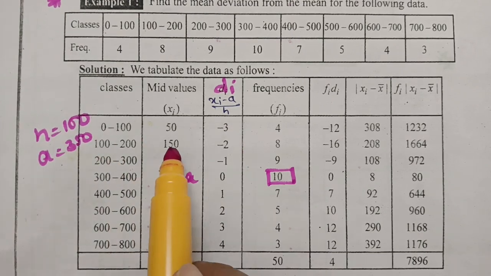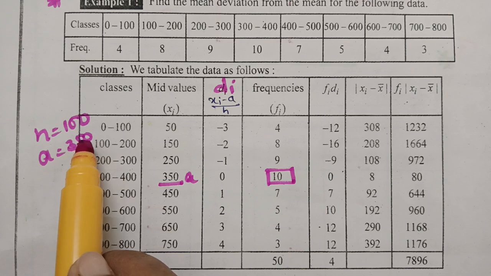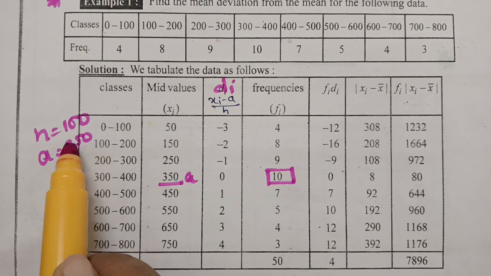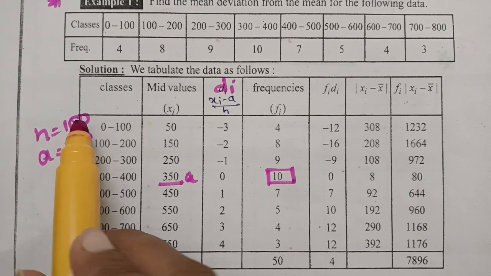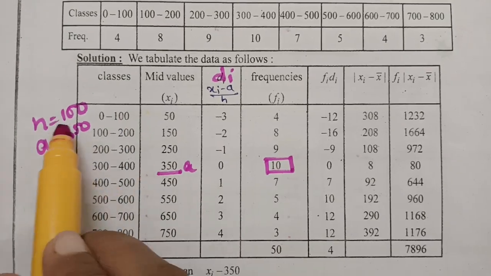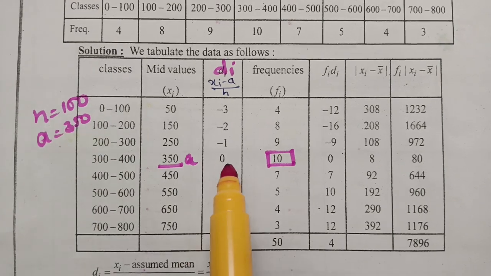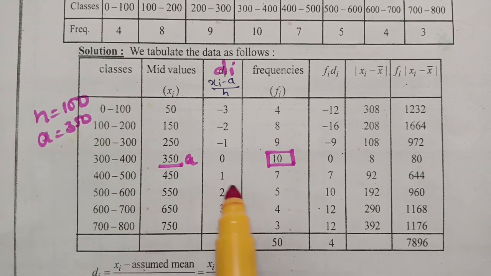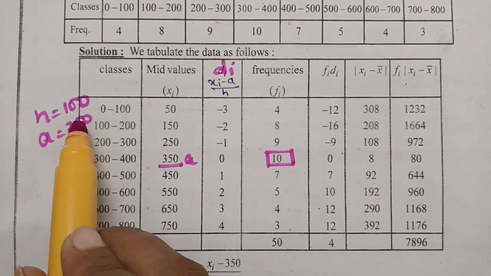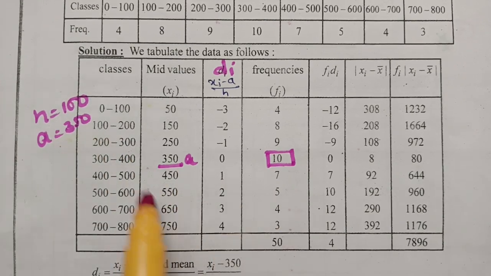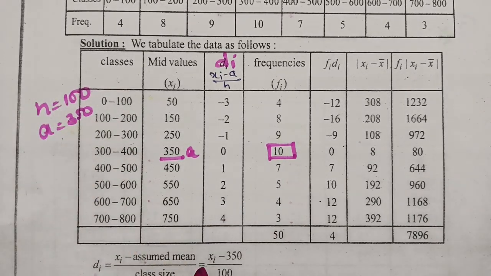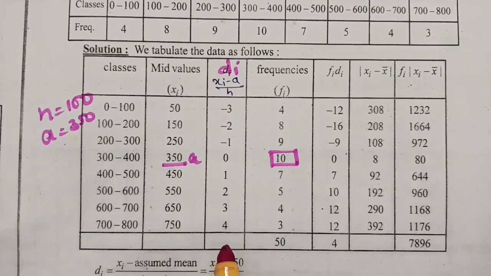And next one is 150 minus 350. 150 minus 350 is minus 200 by 100, minus 2. 250 minus 350 by 100. You can use your calci. This is minus 1. 350 minus 350 by 100, 0. 450 minus 350, which is equal to 100 by 100, 1. 550 minus 350 by 100, 2. 650 minus 350 by 100, 3. And 750 minus 350 by 100. This is 4. So this is column number D.